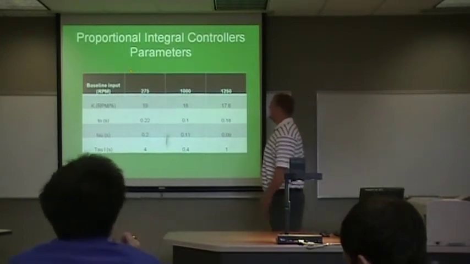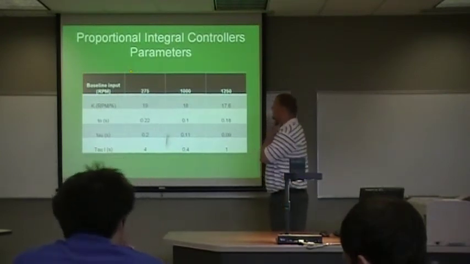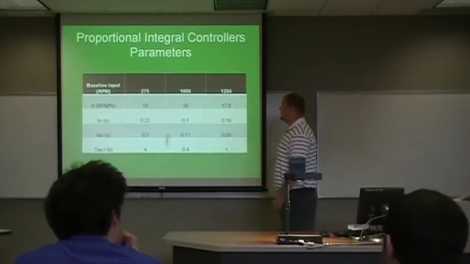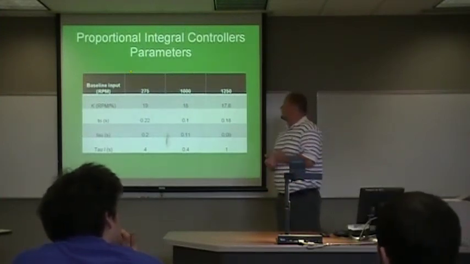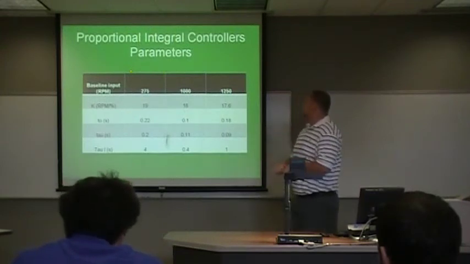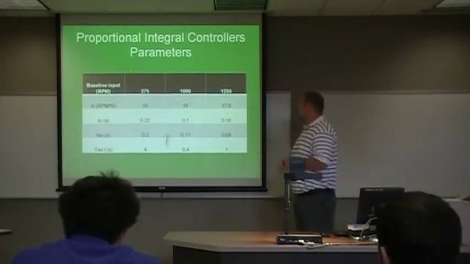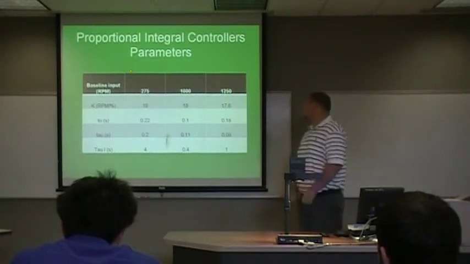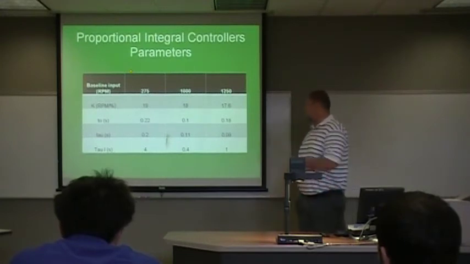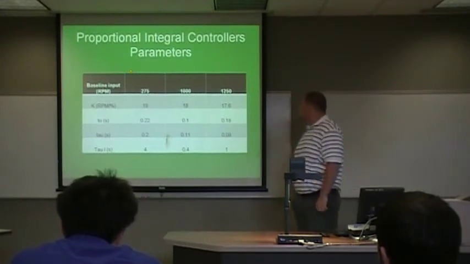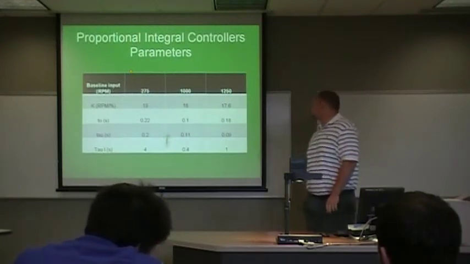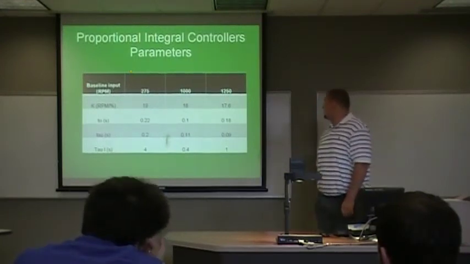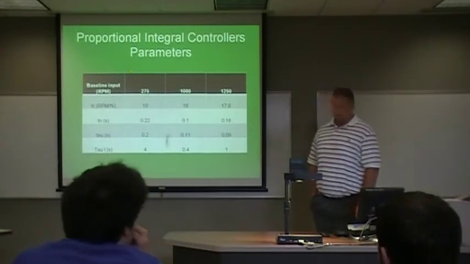The gain for the lower region was 19, the dead time was 0.22, the tau was 0.2, and the tau I was 4. For the 1000 region, gain was 18, dead time was 0.1, tau was 0.11, and tau I was 0.4. And for the 1250 region, the gain was 17.6, dead time 0.18, tau 0.9, and tau I was 1.